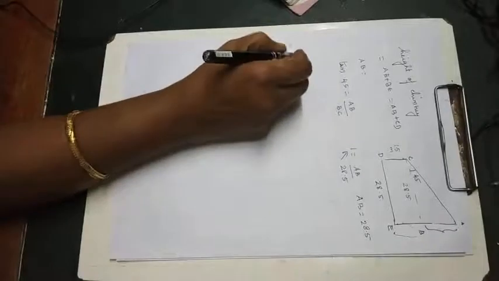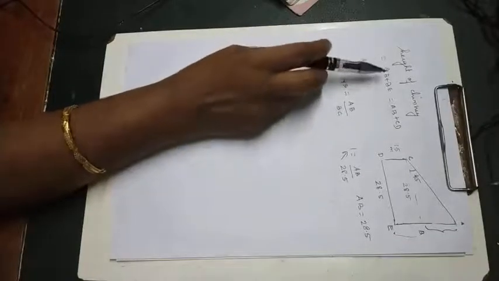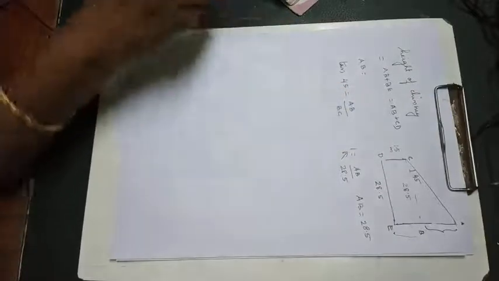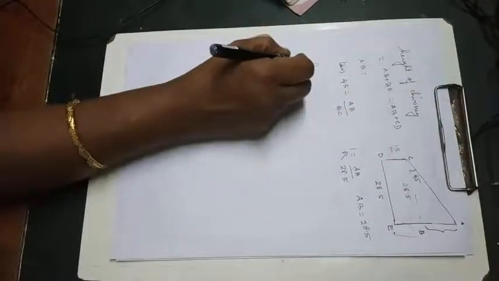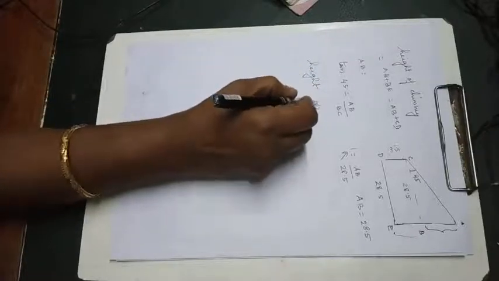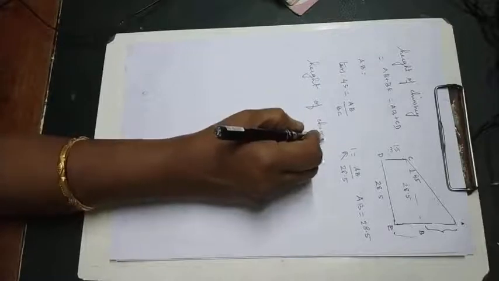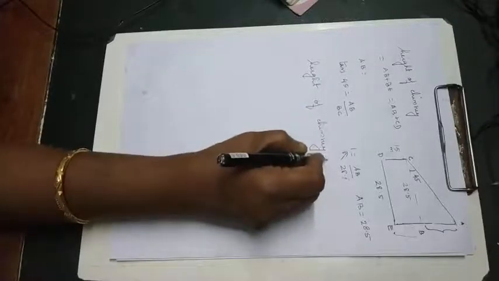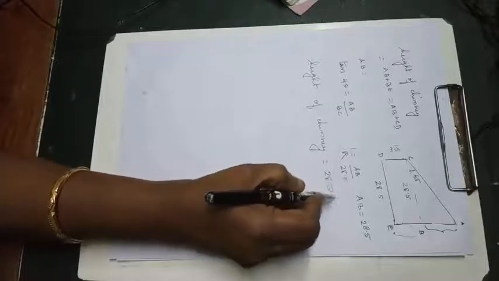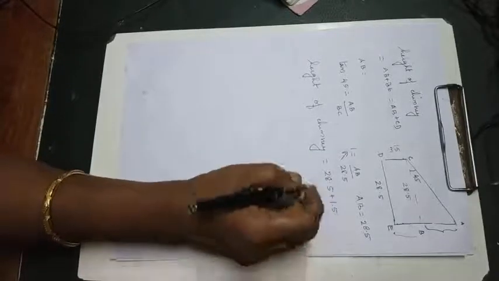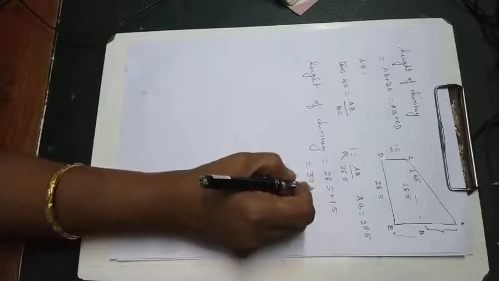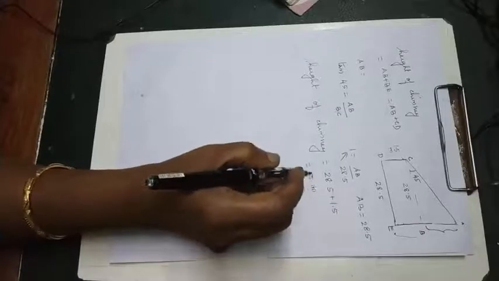Now how will you find the height of that chimney, that is AB plus CD, this one. So height of chimney is equal to 28.5 plus 1.5. So 30 meters.